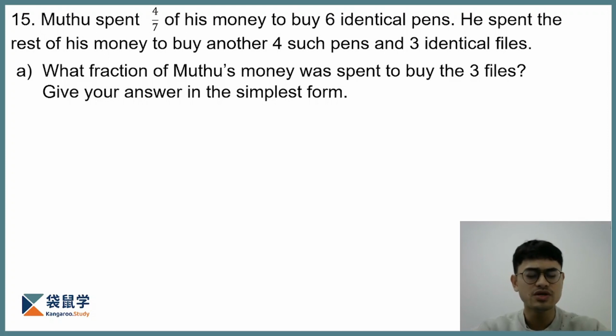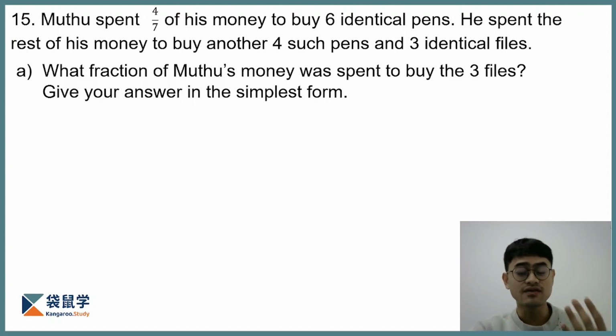So here from this question we immediately see there's some fractions and it corresponds to some fractional part, right? More specifically, 4/7 of his money was used to buy 6 pens, and the remainder, which is how much? 3/7 of his money was used to buy 4 more pens and 3 files as well. So in total, we can see he bought 10 pens and 3 files as well.